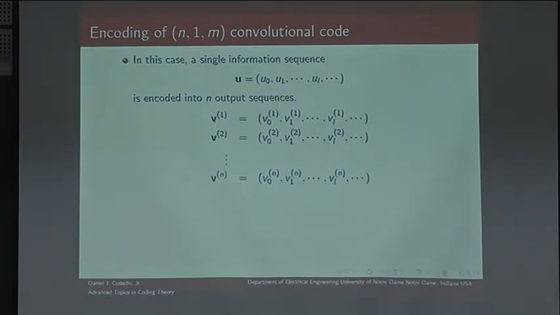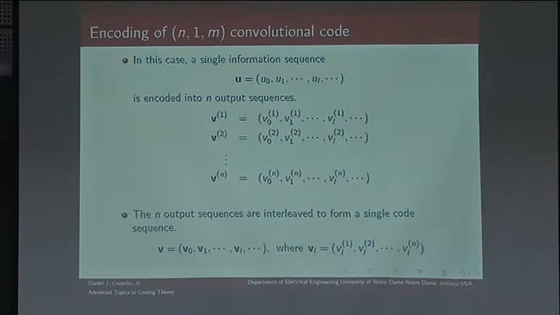And again, the k equals 1 block code is almost trivial. There's only 2 code words. But in the convolutional code case, the strength of the code comes from the memory. And you can have very powerful codes if you have large memories associated with a k equals 1 code. So there are n output sequences here. We just use this notation to denote them. And again, there are sequences of indefinite length.